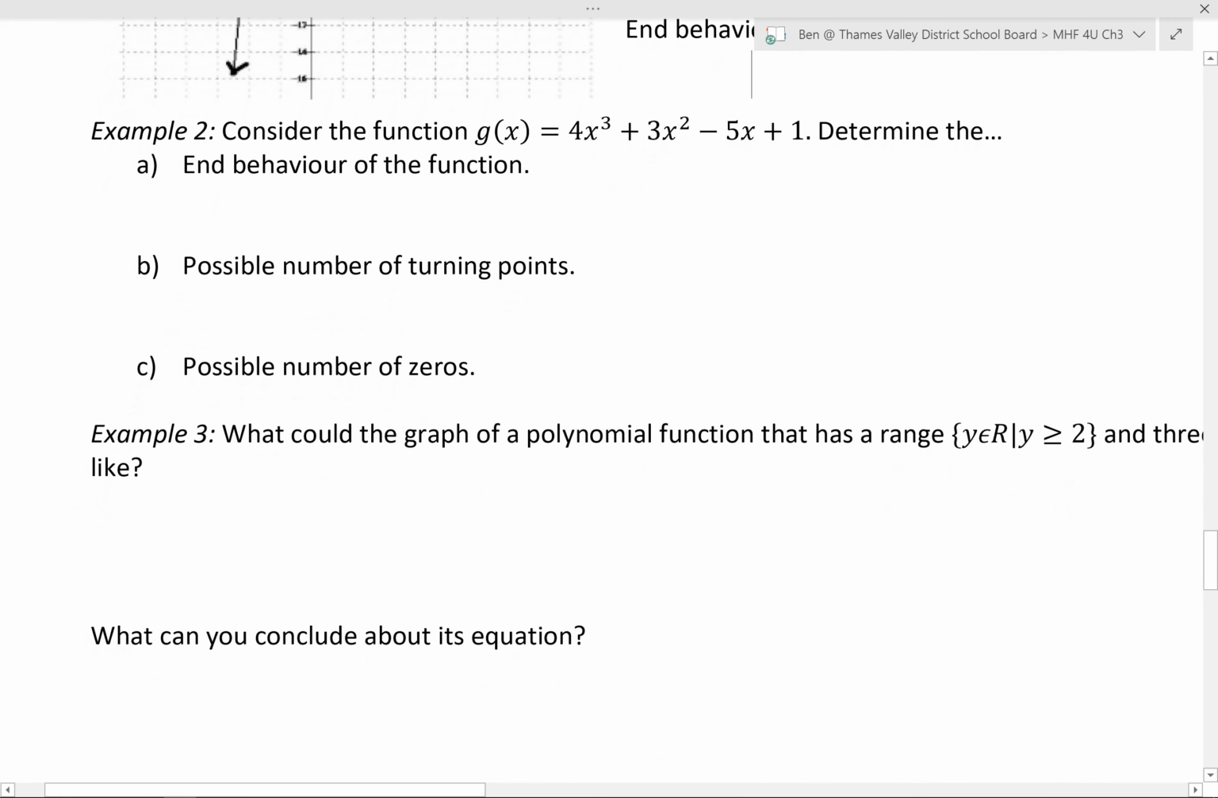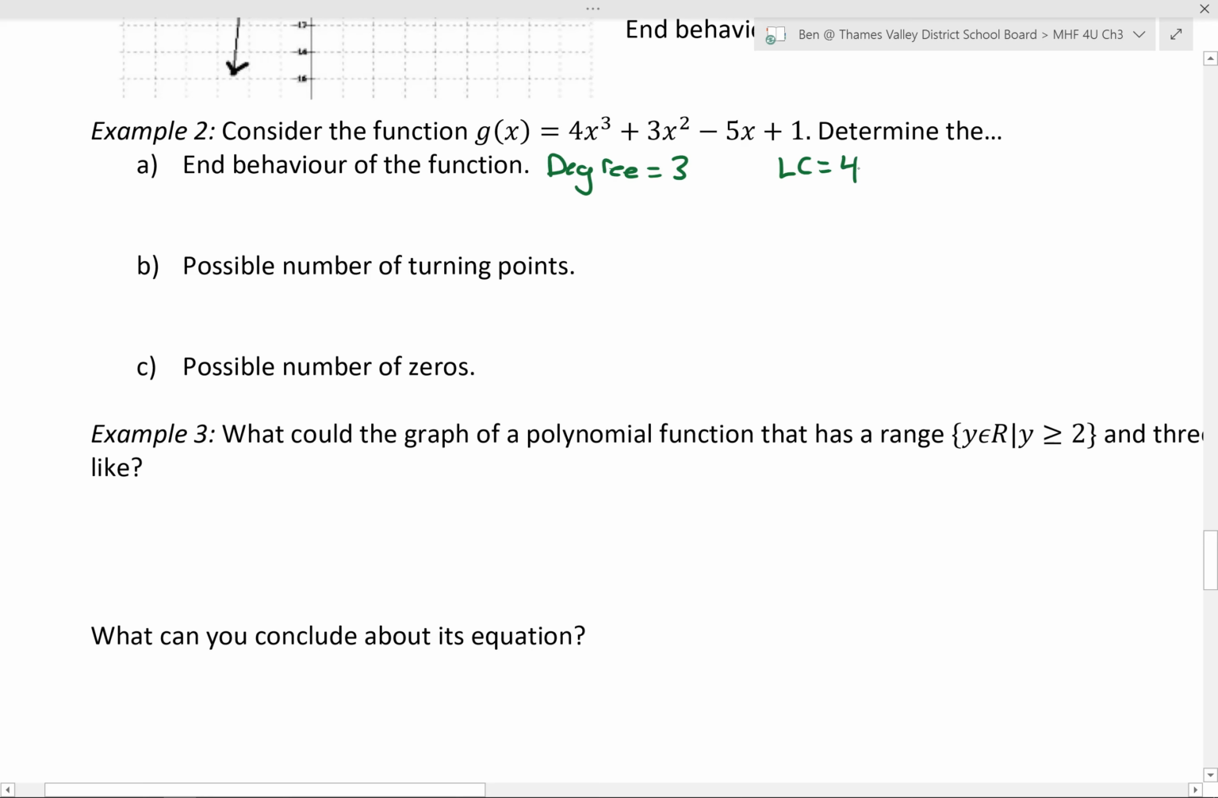Next, I do want to get to our second example here, and this is we're handling an equation, and we're trying to determine some things from this equation. Okay, so it's a polynomial function, we know that. What can we determine about this? We know the degree is 3. We know the leading coefficient is 4. We want to try and find the end behavior, so let's write that out. So our degree equals 3, our leading coefficient equals 4.